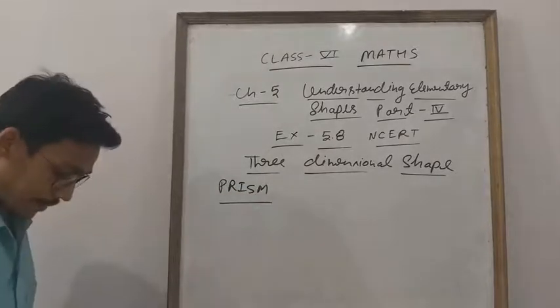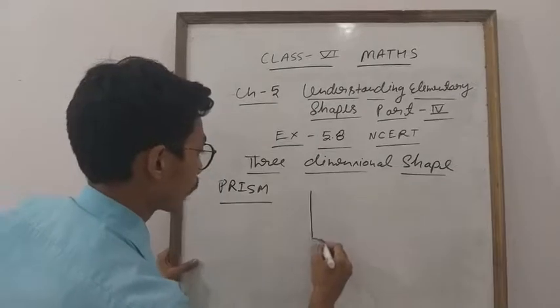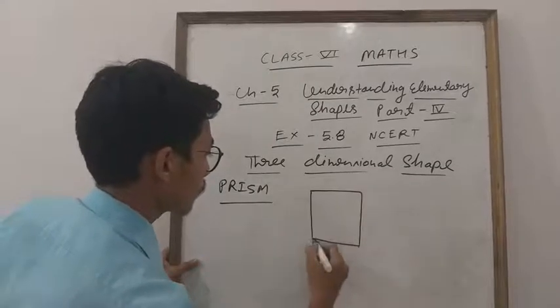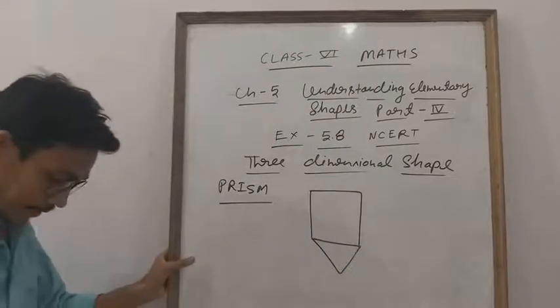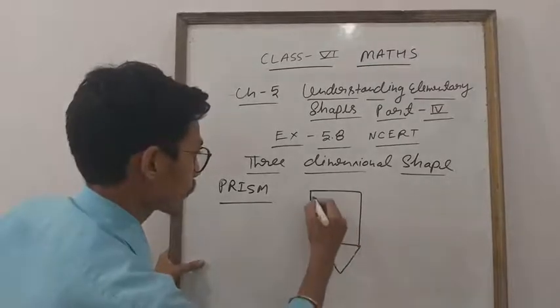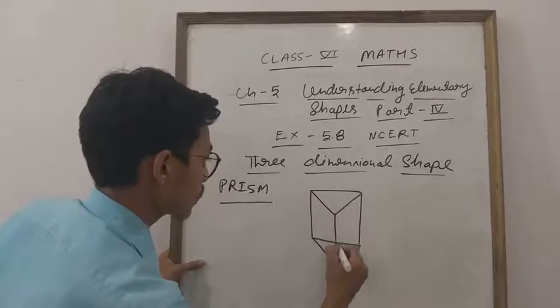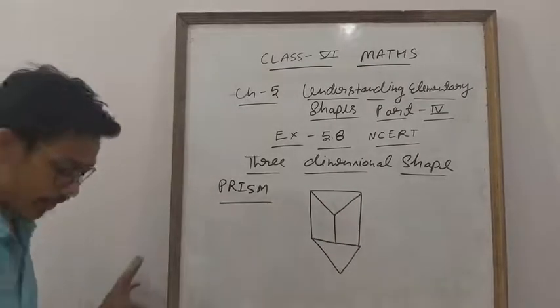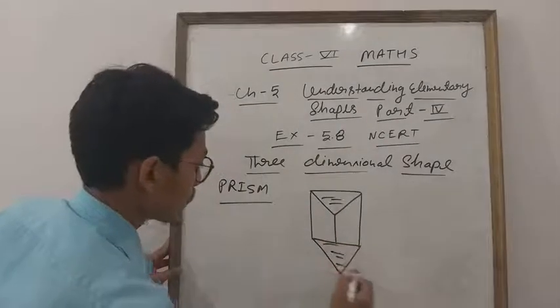Prism also like that. This is your prism. It is given. I am drawing only that diagram which is given in your book, because it is in a very easy manner. So this is your prism. A prism is what is shown.